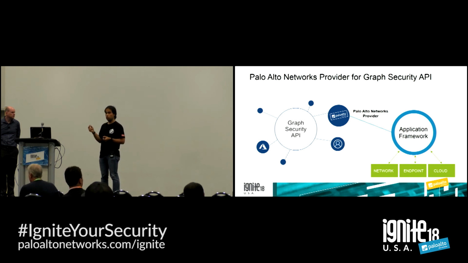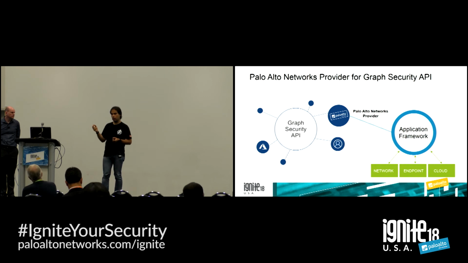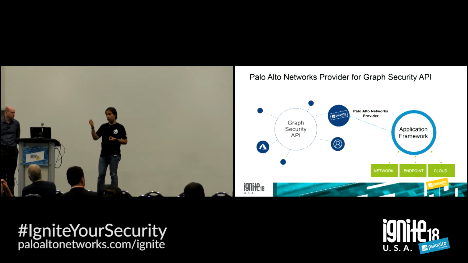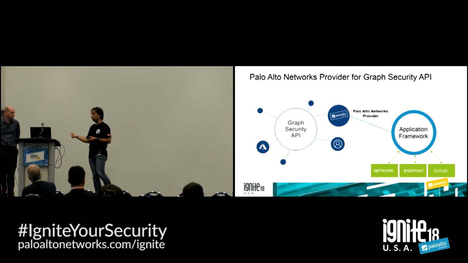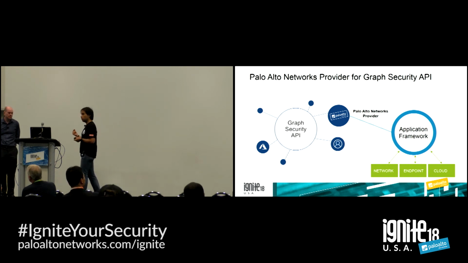So when you give consent, you go to the Palo Alto Networks application portal, and you enable the Palo Alto Networks provider for the Graph Security API, then you are allowing any application that is talking to the Graph Security API to query the Palo Alto Networks data that you have in the application framework, just by enabling this integration. So it's very, very powerful.